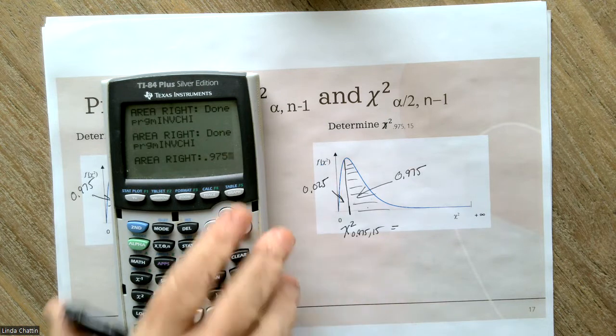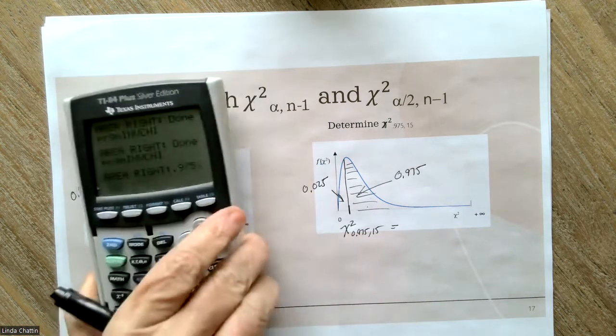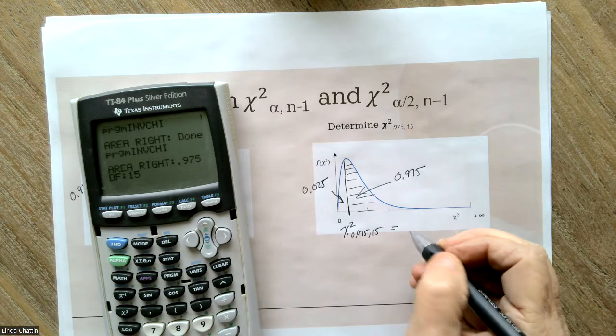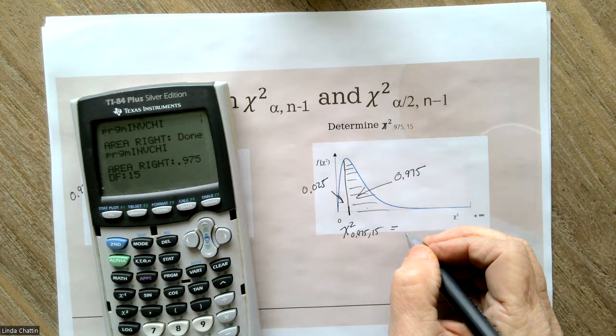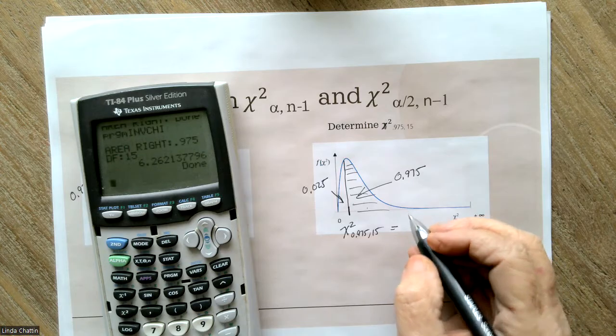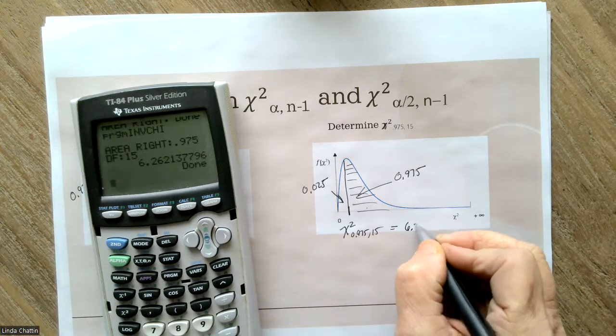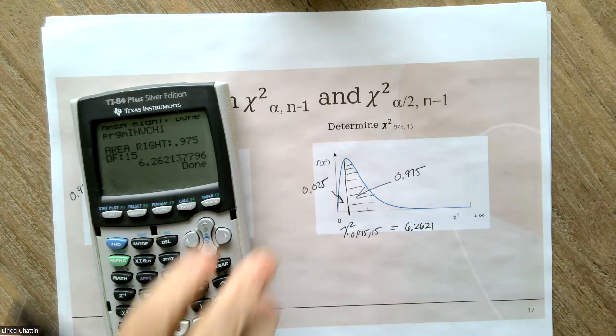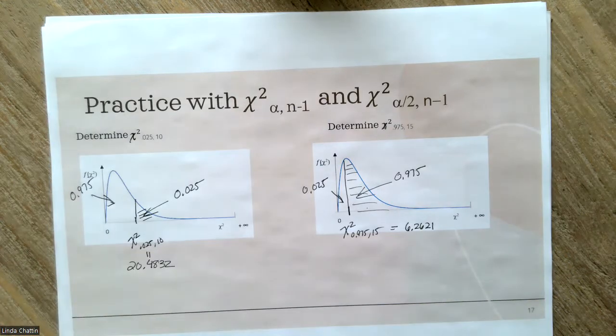So I'm going to expect a smaller number, quite a bit smaller than 20, even though the degrees of freedom are a little bit different. I've got 15 degrees of freedom here. And so now this value is going to be, let's see, it ends up being 6.2621.